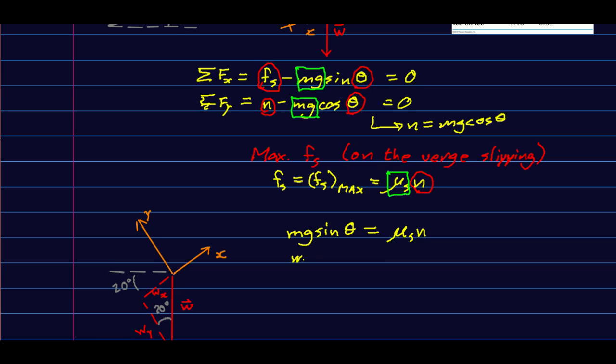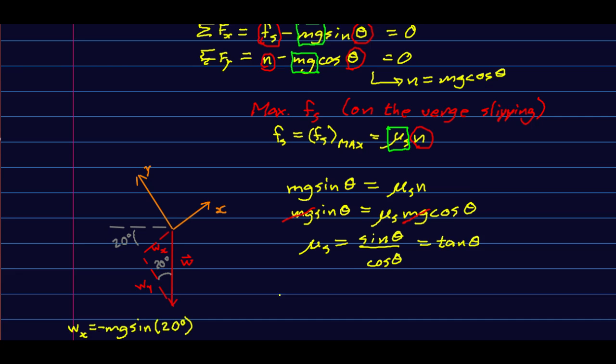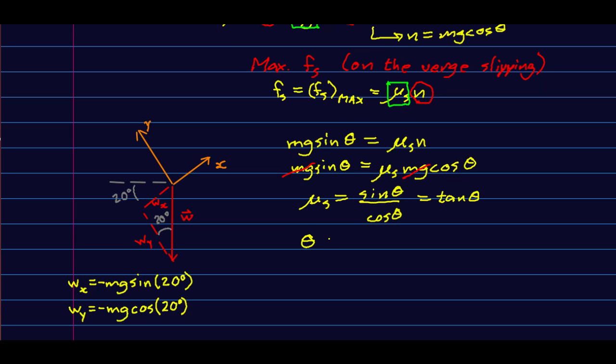And so now I have mg sin θ is μs mg cos θ. And a little bit of magic occurs. Look, mg is on both sides. We can divide both sides by mg, and that's all gone. And so finally solving that, I get that μs is sin θ divided by cos θ. You may or may not know that's tan θ. That's a handy thing to know, which means I can now solve for θ by taking the inverse tan.